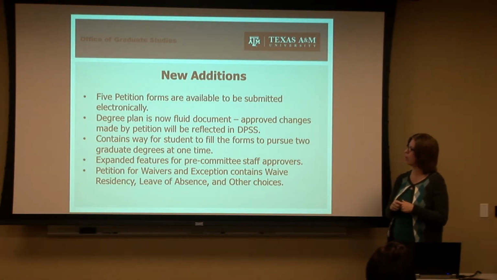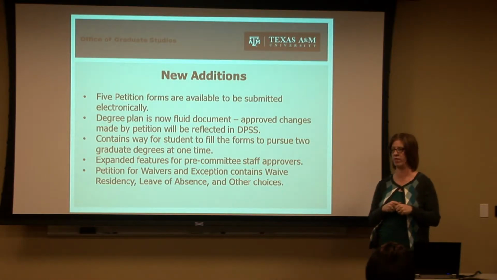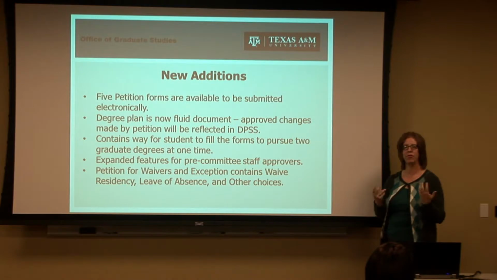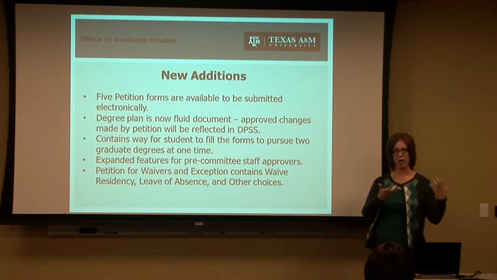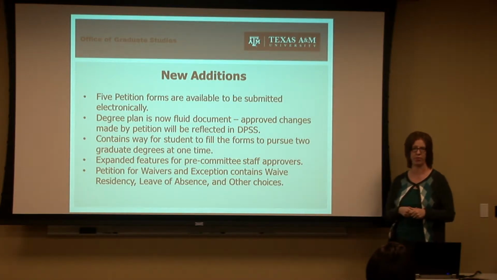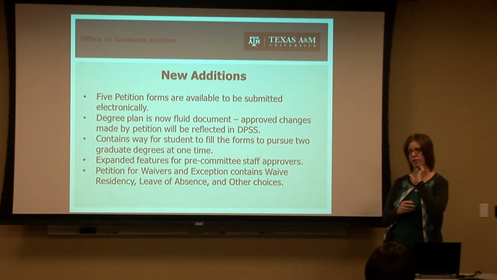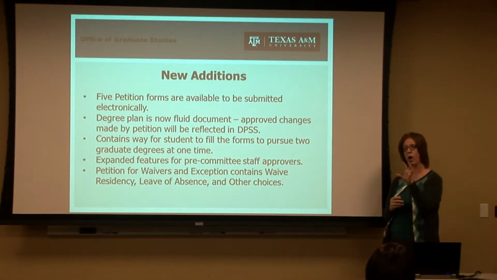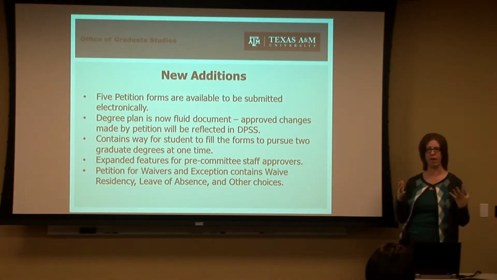And then finally, we've added some specific choices to the petition for waivers and exceptions. The petition for waivers and exceptions is kind of the generic form that, if one of the other petition forms isn't what they're trying to do, they can use to request it. Right now it is just a place where you say what you want to do and why you want to do it, but there's no real definition to it.